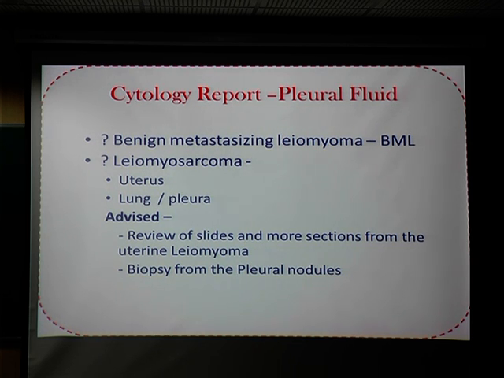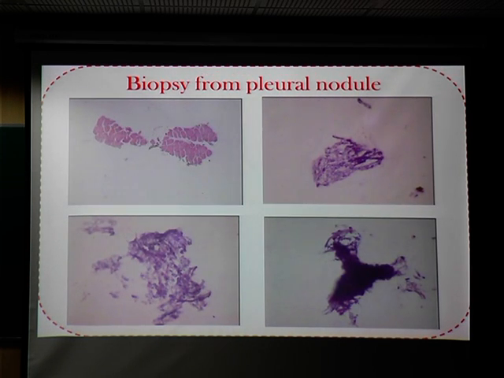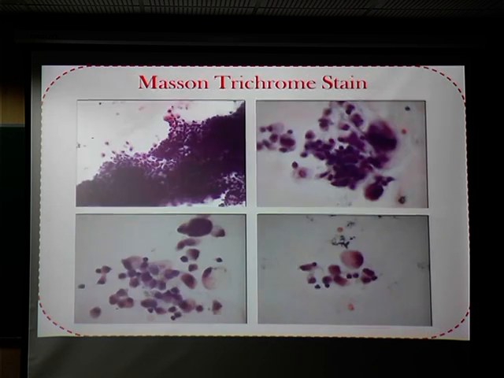It could also be a very well differentiated leiomyosarcoma coming either from the uterus, or it could have been coming from lung or pleura if that was really a benign leiomyoma. So we asked for the review of slides and more sections from the uterine leiomyoma, and also asked the chest physicians to do a biopsy from the pleural nodule. The biopsy was done, but it was very tiny. It also showed those similar spindle looking cells, and it was not enough to conduct an immunocytochemistry.